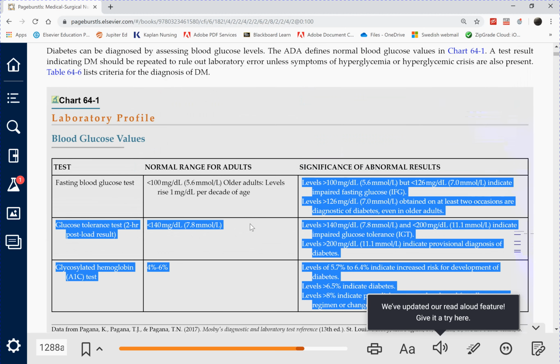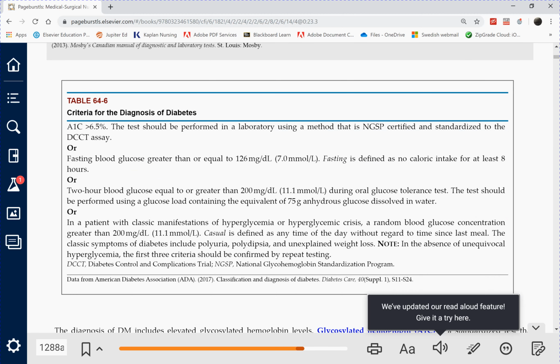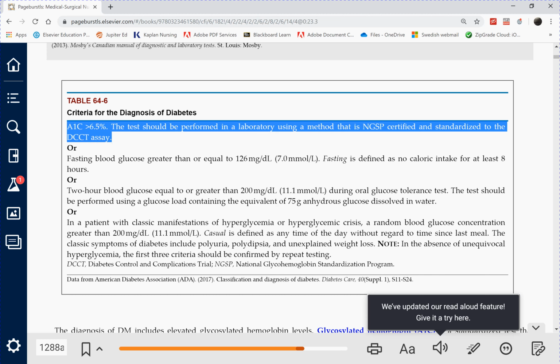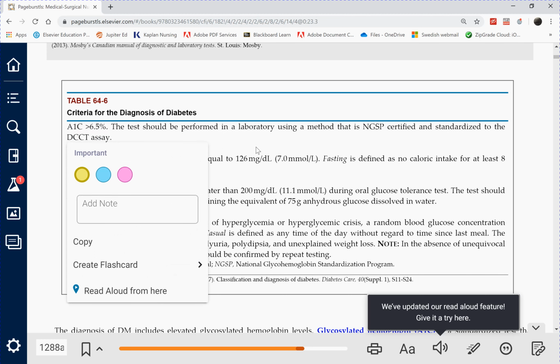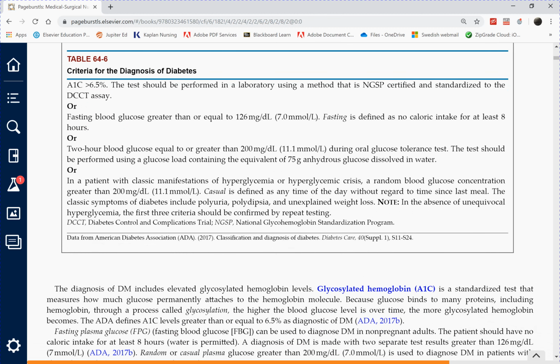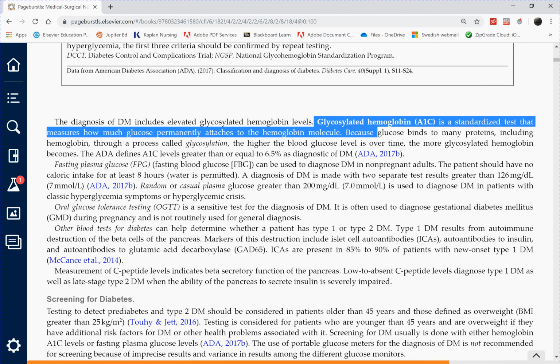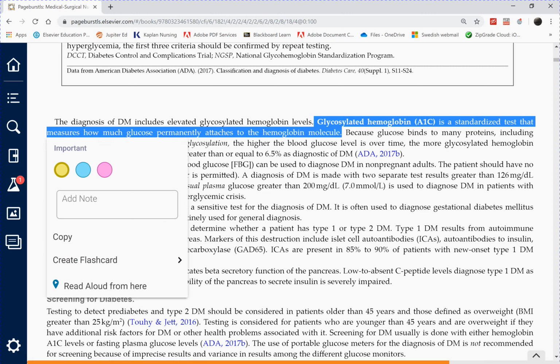You can read this chart for yourself, chart 64-1. Now, table 64-6. A1C is listed here first. The reason is this is the most reliable test because it gives you 3 months' worth of data. You can read about glycosylated hemoglobin or hemoglobin A1C test here. As described, this is the standardized test that measures how glucose permanently attaches to the hemoglobin molecule.